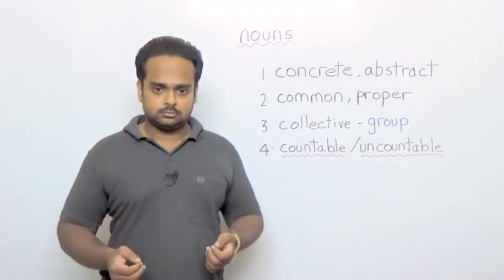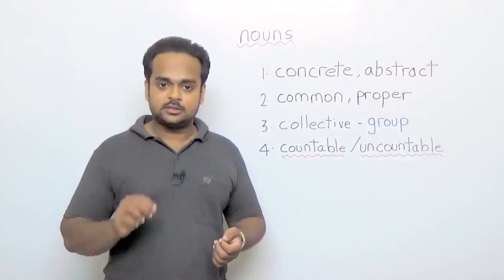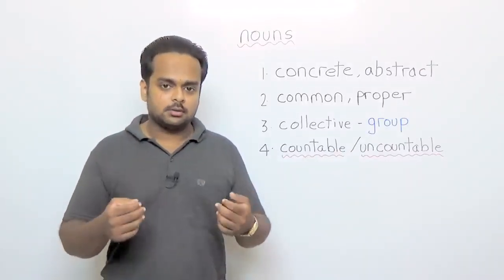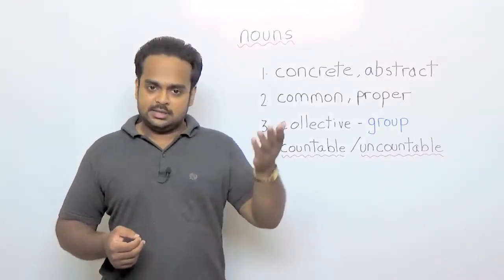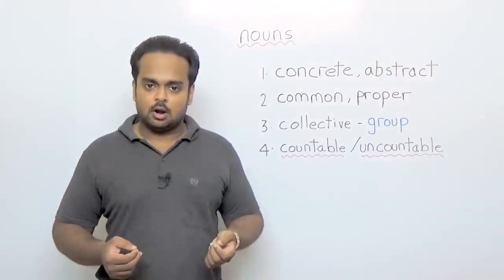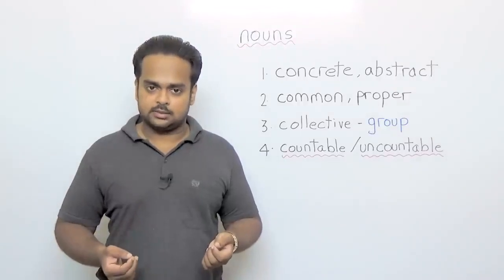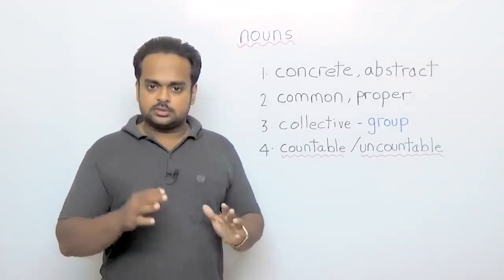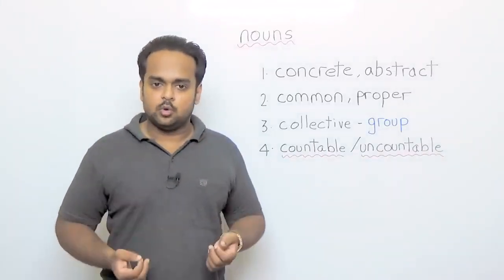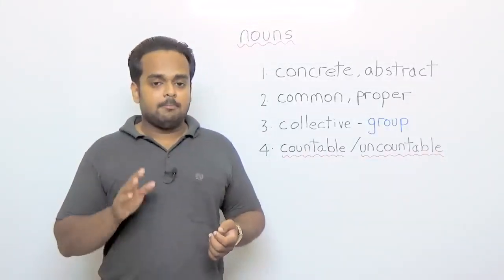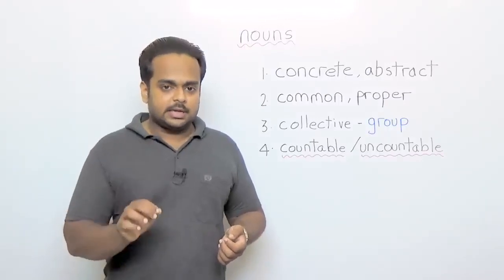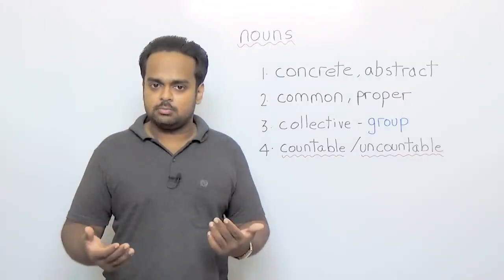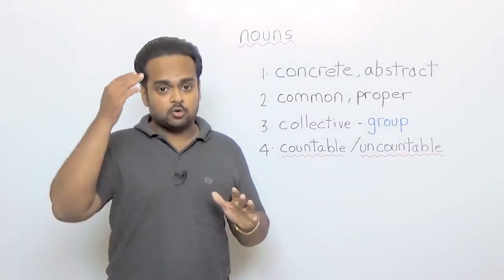So what can you do? Well, there are 2 things that you can do. First, you can learn the most common collective nouns. The examples that I just showed you are some very common collective nouns. So if you learn the most common ones, then you can use them fluently in conversation. But sometimes you might be in a situation where you want to use a collective noun, but you don't know it or you cannot remember it.